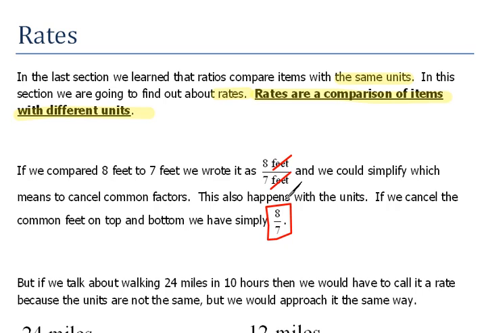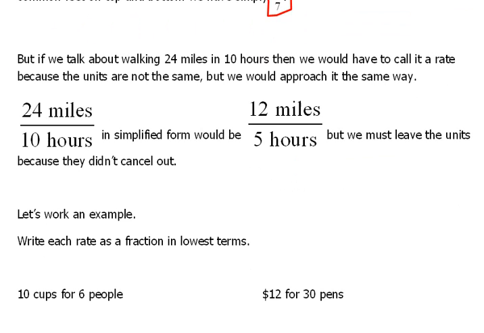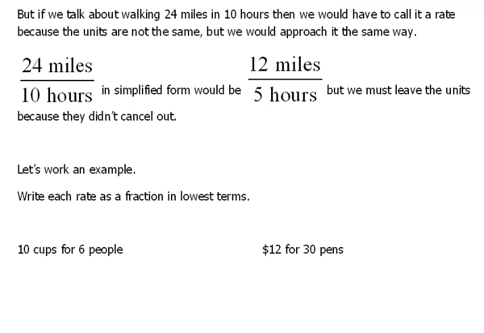Now, when we're dealing with rates, we're not going to be able to do that because they'll be different units. So let's say that we talk about walking 24 miles in 10 hours. We would have to call it a rate because those units are different. We're talking about miles compared to hours. So that's automatically what makes it a rate. But we're going to do this in the same way. We're going to write this as 24 miles compared to 10 hours.